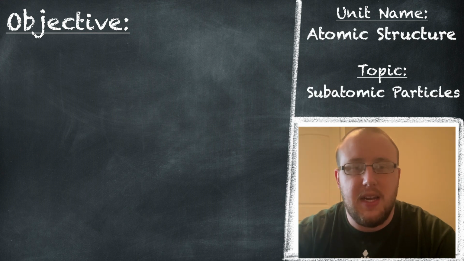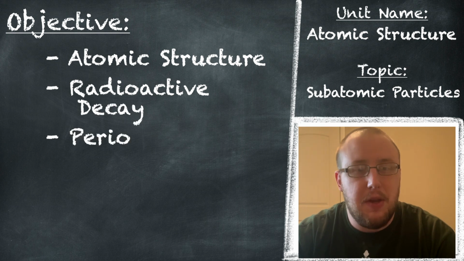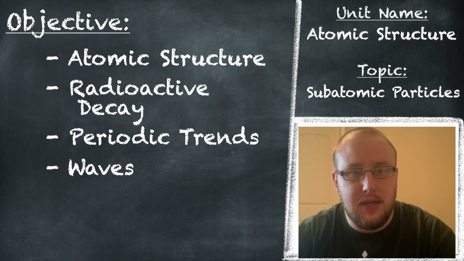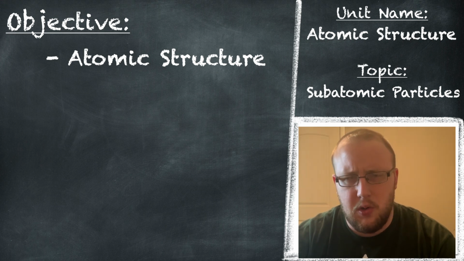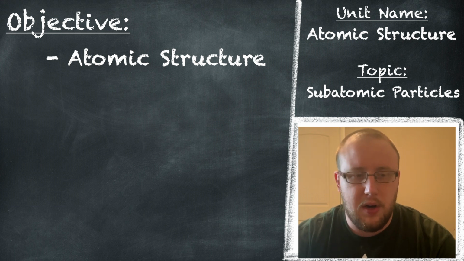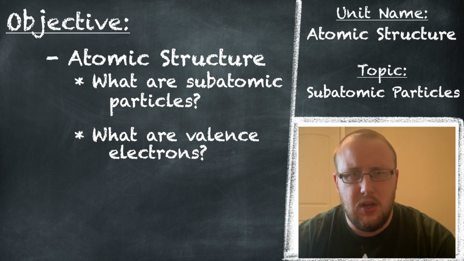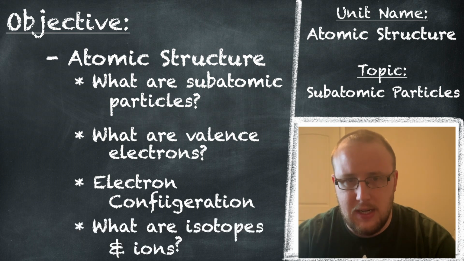Okay, this unit can be broken down into 4 major categories: atomic structure, radioactive decay, periodic trends, and waves. For the next 2 weeks, we're going to be spending our time on atomic structure, breaking down what an atom is and what makes up an atom. In this subunit, we're going to talk about what are subatomic particles, what are valence electrons, and how electrons configure themselves, or what we know as electron configuration. Finally, we'll end up with what are isotopes and ions.